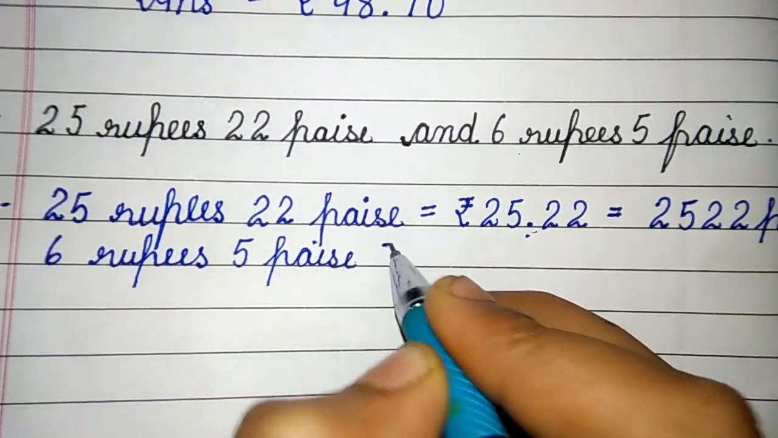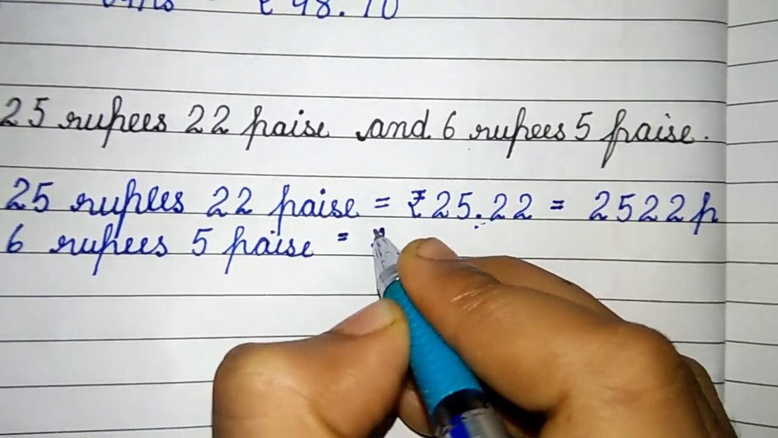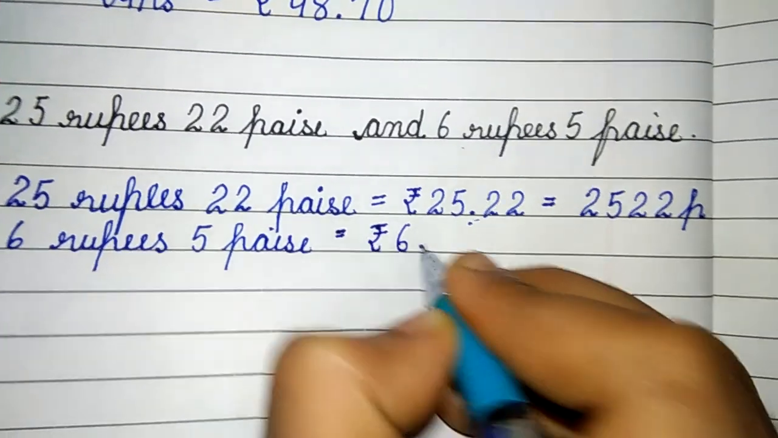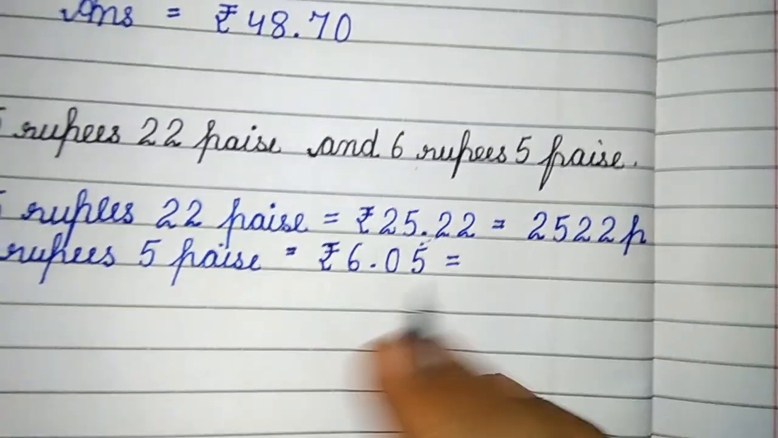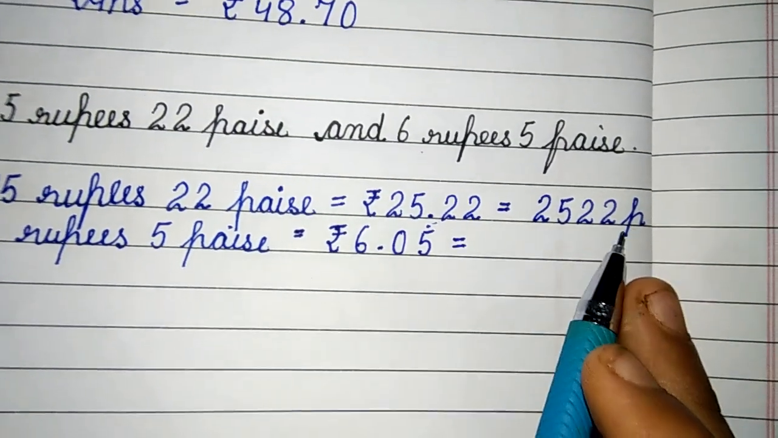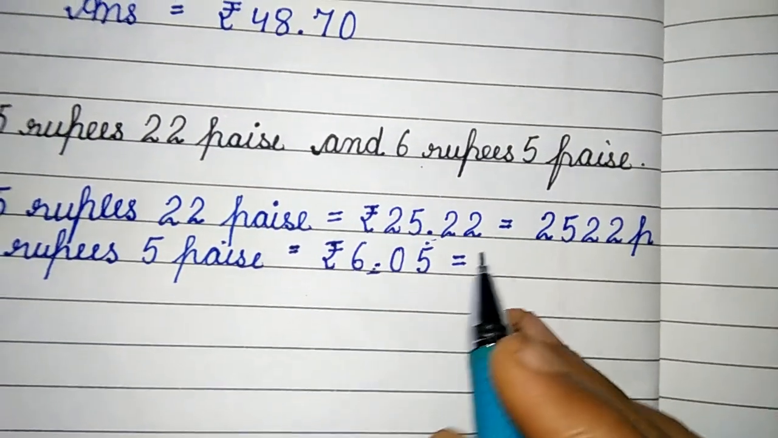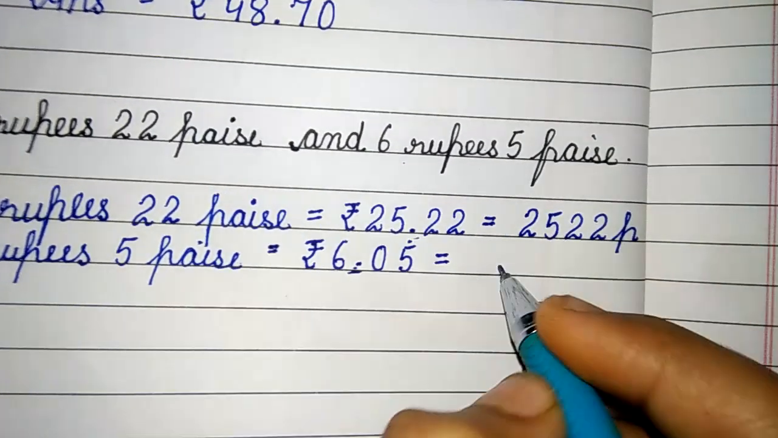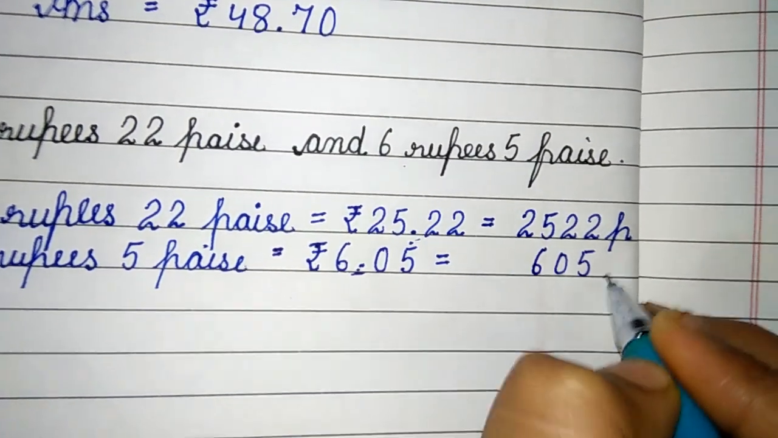Now we will write in figures. Rupees 6.05. After that, now we have to convert into paise. So we will remove this dot. So this becomes paise. So right here, 605 paise.